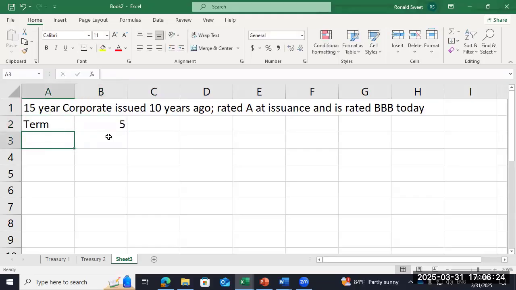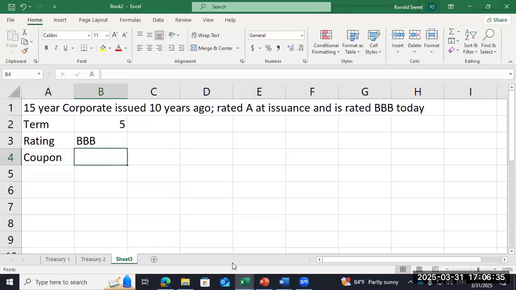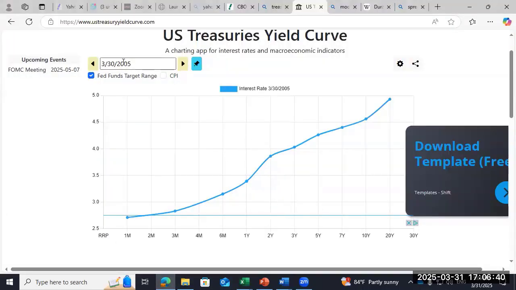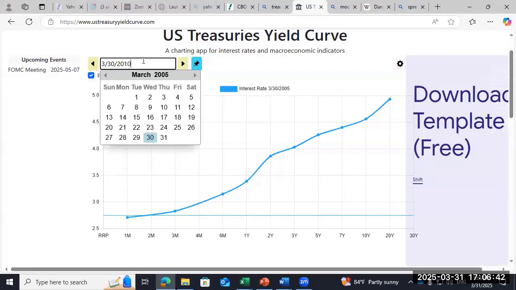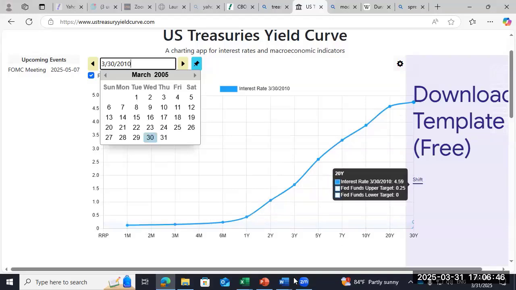5 years. What's the rating? Triple B. So let's find out the coupon. I'm going to go back to a 15-year bond issued 10 years ago. That's the same thing we just did, isn't it? Kind of. So 475.